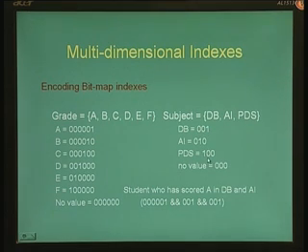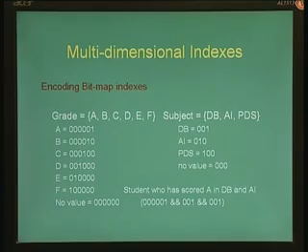Now suppose we have to search for all students who have scored A in databases and AI. What is it that we need to do? We just need to compute the logical AND between databases and AI and grade A, and that would be the logical intersection of the corresponding buckets or the corresponding sets that are storing these values.